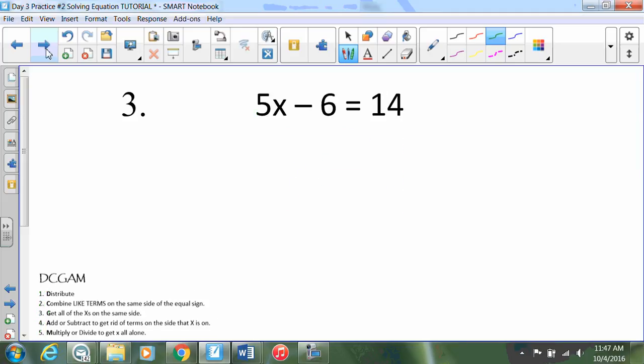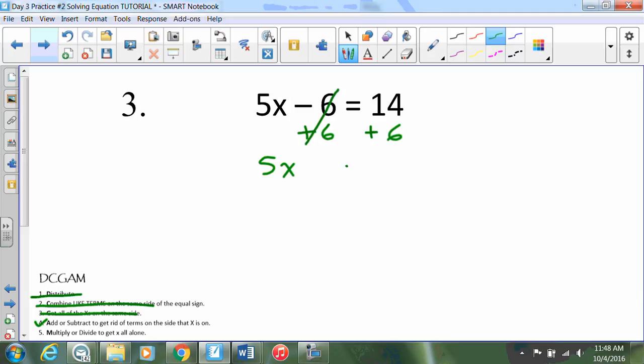Okay, this next one, we can't distribute, we can't combine like terms. There's only an x on one side of the equal sign, so we don't need to do that. But this one, add or subtract, I'm going to look at this negative 6 to get rid of it. I'm going to add a 6, but whatever I do to one side, I have to do the other. So I bring down the 5x. Negative 6 plus 6 is 0. I could write plus 0, but that wouldn't make sense. I'm just not going to write anything.